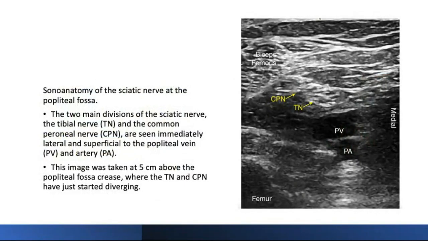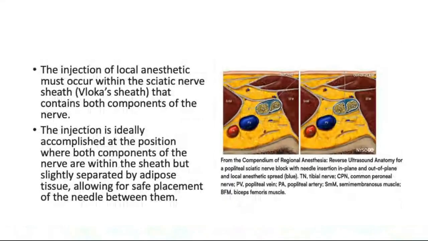Okay, so this is the sonoanatomy of the sciatic nerve at the popliteal fossa. The two main divisions of the sciatic nerve, which are the tibial nerve and the common peroneal nerve, are seen immediately lateral and superficial to the popliteal vein and artery. So how we identify is, as I said, we put the probe at the popliteal fossa and then we slide up and down, and then you will see these two come together and then split again as we move. Okay, this scanning is important.